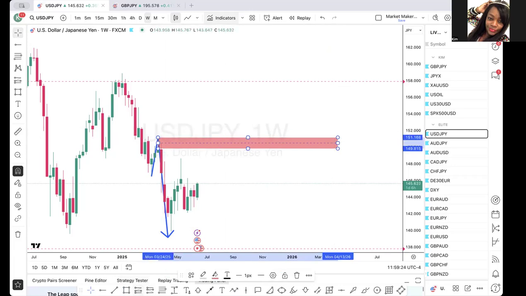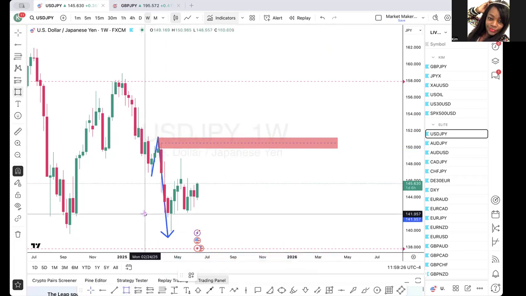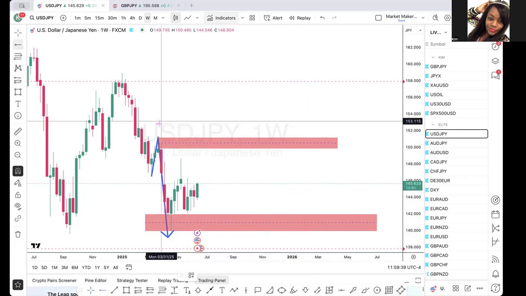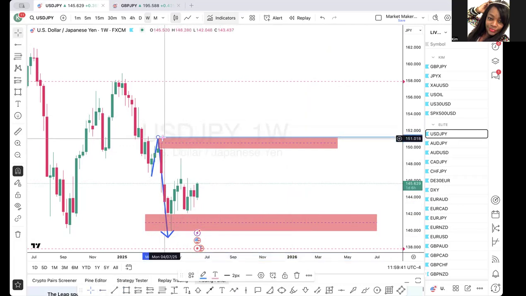Your swing high and or your swing low. You're going to trade from this zone or you're going to trade from this zone. That's your edge. So based on the edge, my hedge is here.